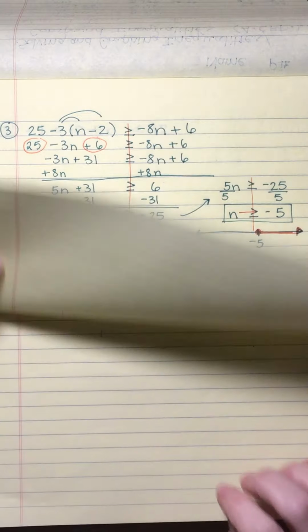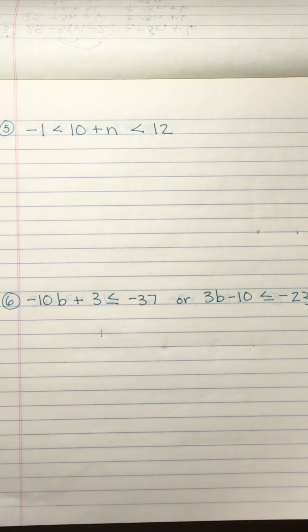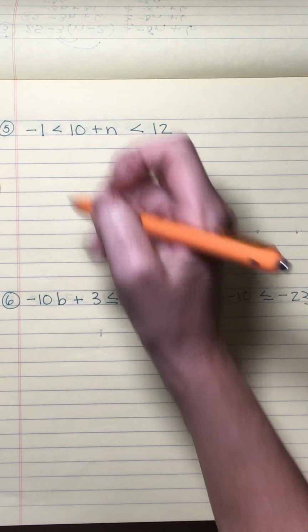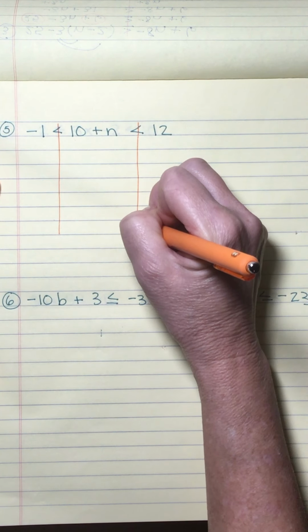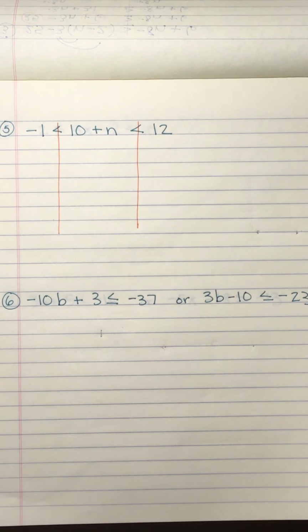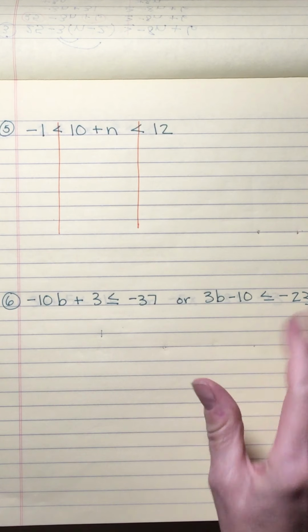Okay, so we're going to go on to solving some compound inequalities now. So you're going to notice that with this one, we have 2 inequality signs. This is the same as saying an and. Okay, we talked about ands and ors. Ors, it can be one or the other, and with ands, it has to work for both.